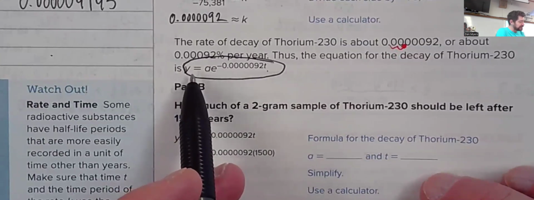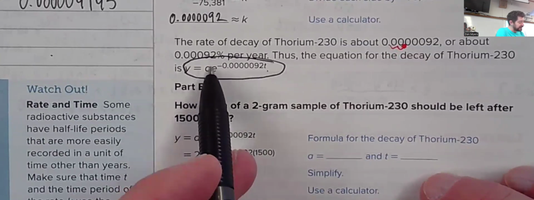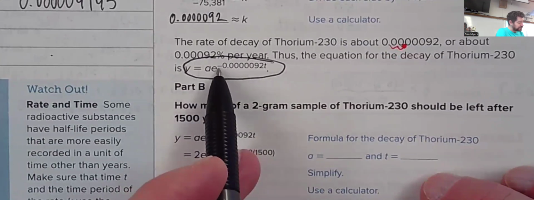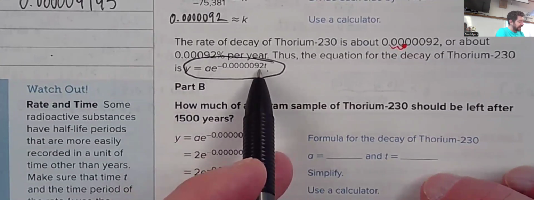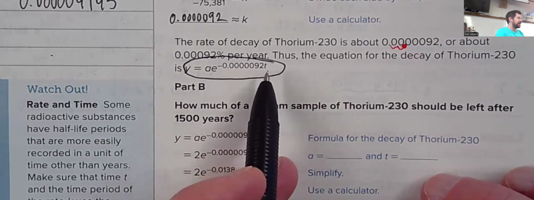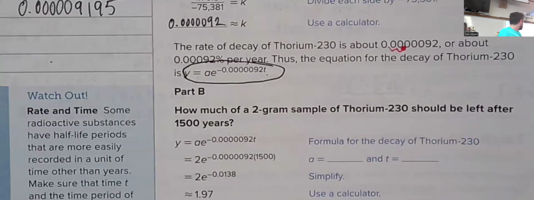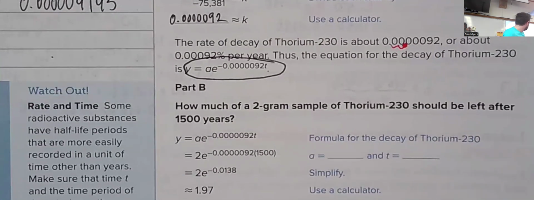But what we do have is y equals whatever that initial value is going to be times e to the k value, which we do need. And then t is our x coordinate. So that's what it's going to be. That's our generic formula there.